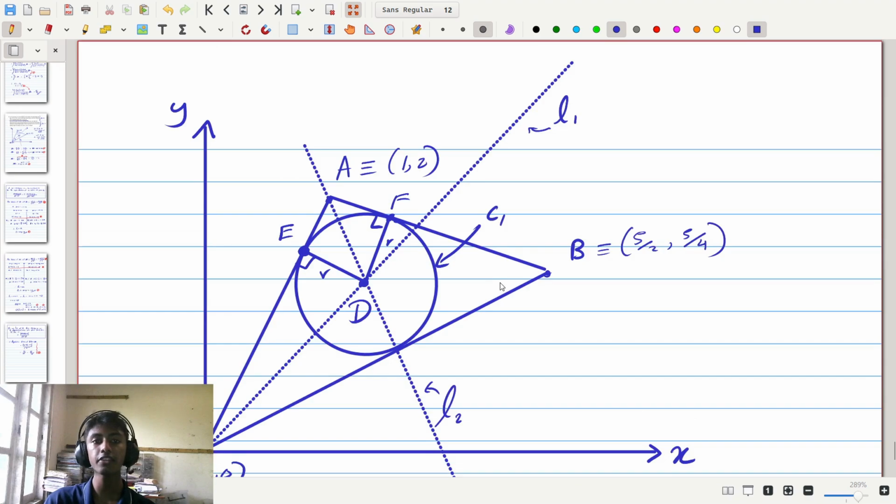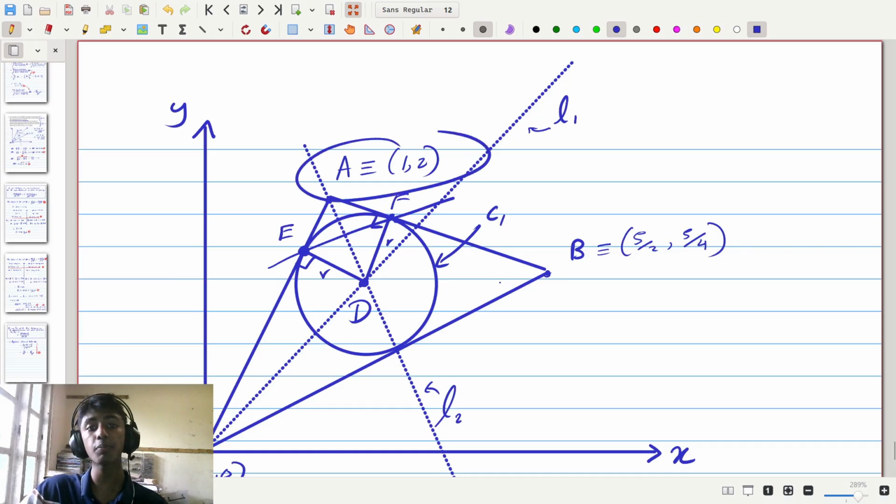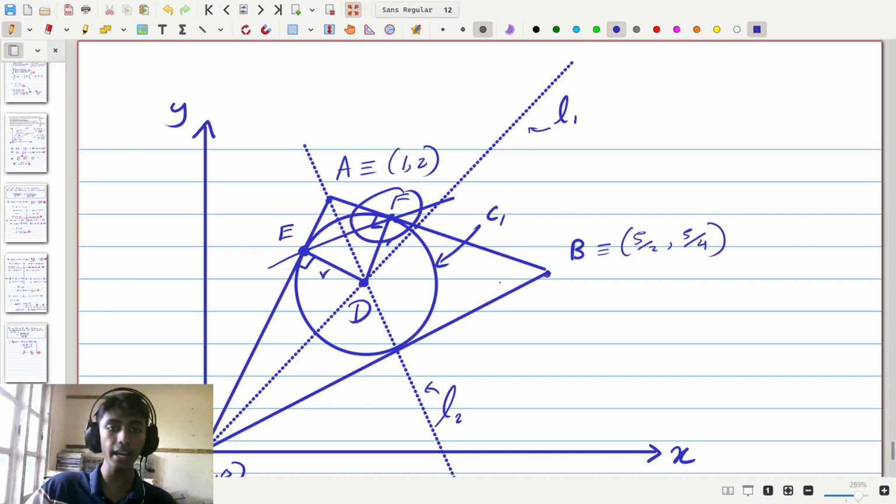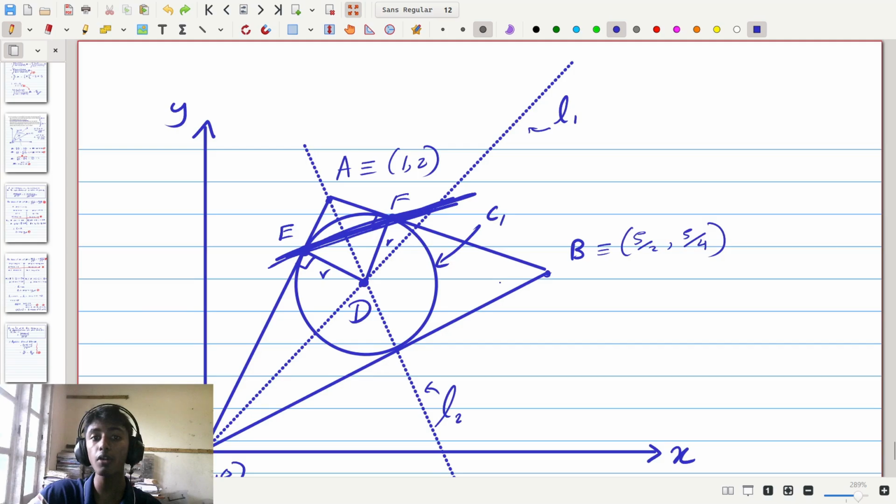So if we go down here and consider the line EF, this line EF can be found very easily. If we consider the circle C1 and the point A, the tangents from this point A to the circle C1 are touching the circle C1, by definition, as we defined previously in the previous question, at points E and F. So from this we know that the points E and F create a line which is the chord of contact of the external point A to the circle C1. So this line here is the chord of contact of the point A to the circle C1.